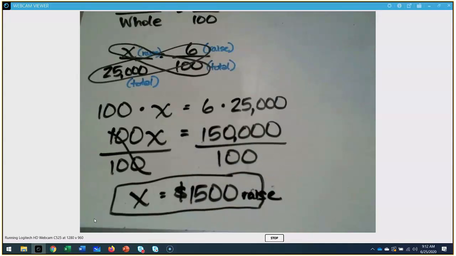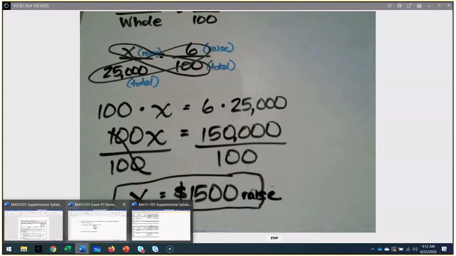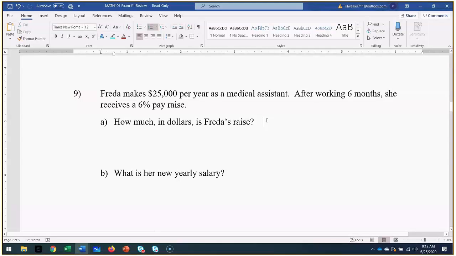And let's go back to the question. She's going to make another $1,500 per year. So if we want her new salary, then it would be $25,000 plus $1,500, since a raise makes your salary go up. 26,500. Here's her new salary then.